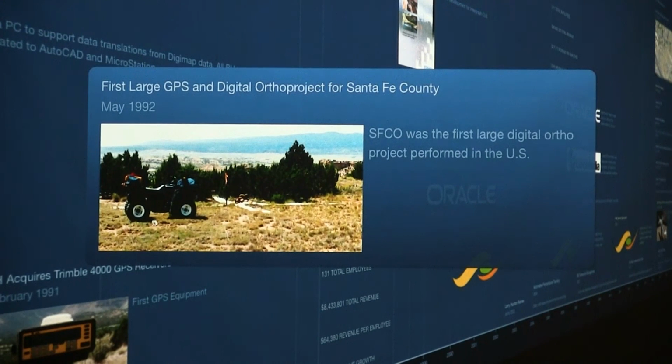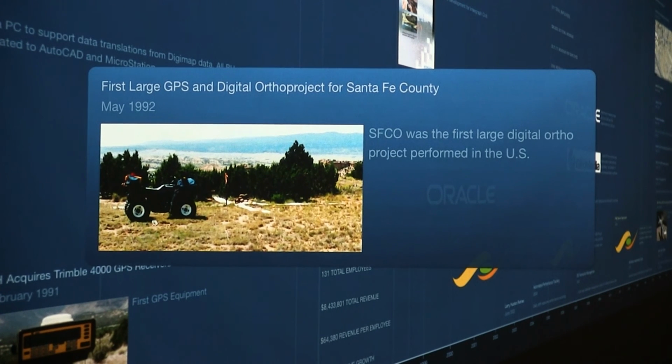In '92 was the first project we did for Santa Fe County. They are still our client. We are wrapping up a project for them right now, and they've been our client since 1992. We did the first digital ortho project in the country for them back in '92, and this was a big deal. This was about 3,000 square miles of orthophotography for Santa Fe County.